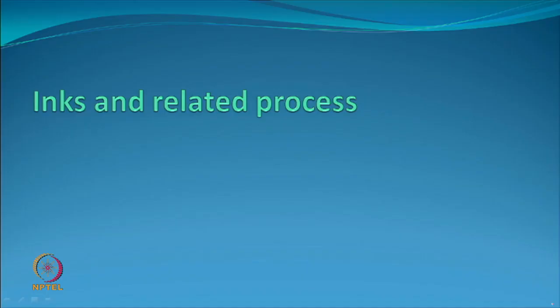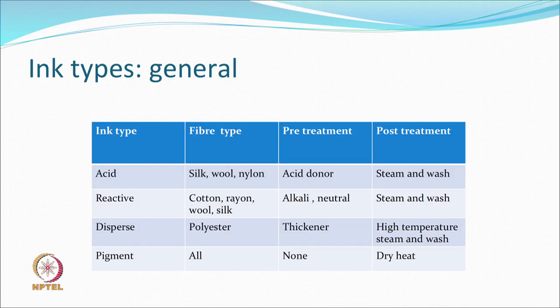So, going further, the ink and the related process. In general, the acid type of ink category would be suitable for silk, wool, nylon, but may require a pre-treatment, may require a post-treatment. In a pre-treatment, you may have some acid latent or otherwise being there.